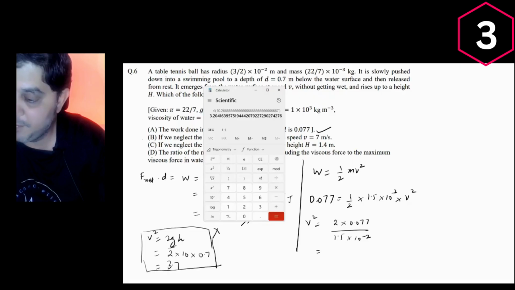Again and again, there's a mistake being done. Why is it so? 0.077 is equal to half into 22 by 7.